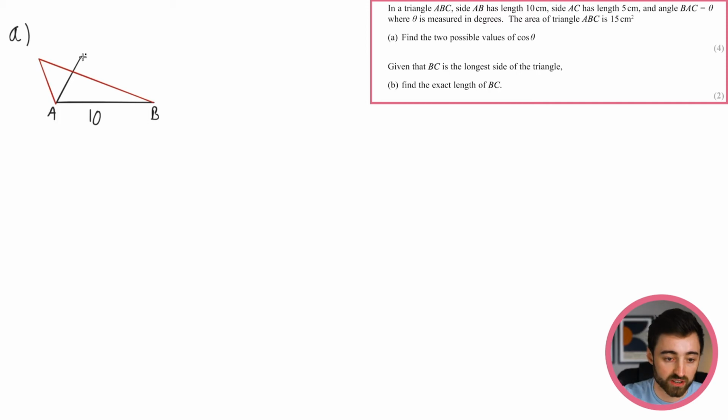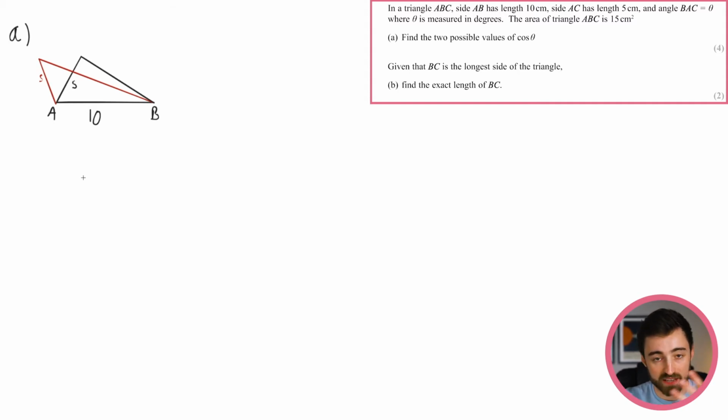But we could also have this, could we not? In both cases, this length is 5, and this length is 10. So this is a legal triangle, right? This is why I think there are two separate values of cos theta here. So theta is angle BAC, so it's going to be this. It could be that, or it could be that. Area of the triangle ABC is 15, so I think we can use that to work out these possible values.